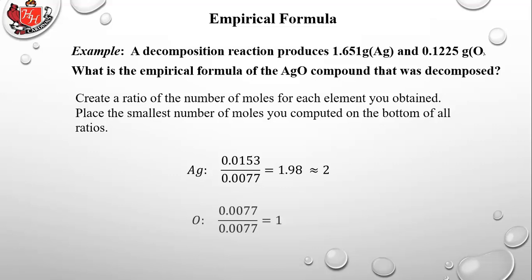Now for the oxygen, it was the smaller of the two numbers of moles, so you simply put it over itself. For the smaller number of moles, it's always going to be that number of moles over itself. So we get 0.0077 over 0.0077. That gives us a ratio of 1. So the ratio for the smaller number of moles is always going to turn out to be 1. What this is saying is we have 2 silver atoms for every 1 oxygen atom. Remember, Dalton said we had to get this into whole numbers, so we just did that.